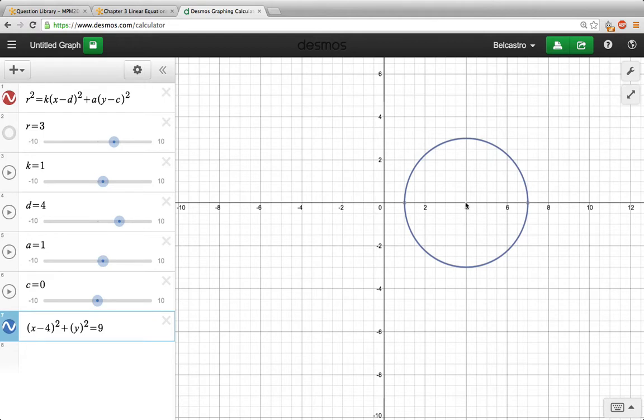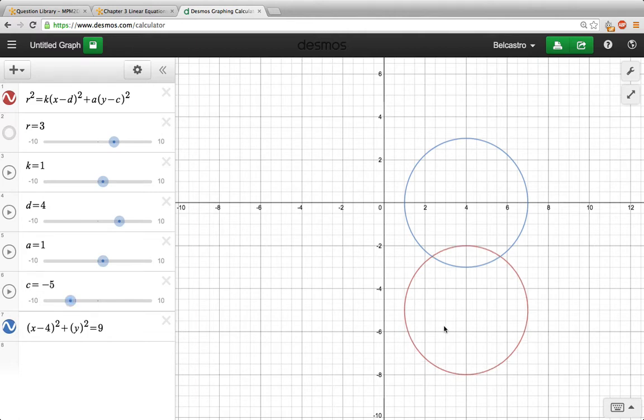So the actual center of the circle, the x value is positive 4, and the y value is still 0. We didn't move it up and down. And that's because there's a negative in the function here. So when d is 4, we write it in as x minus 4. Okay, let's keep that idea. Our c value, let's move our c value. Same idea, let's move it in a negative direction. And as you can see, a negative direction moves it downwards. So let's move it to maybe 5.